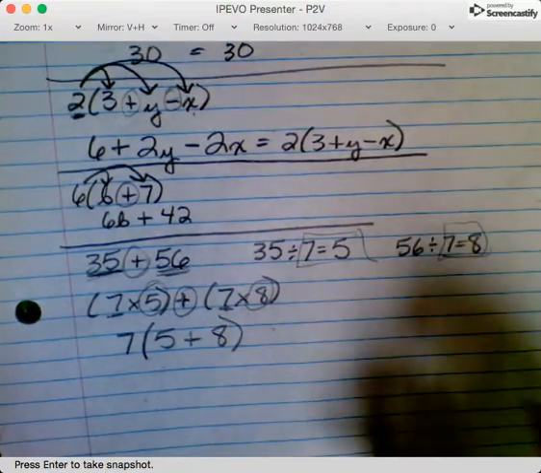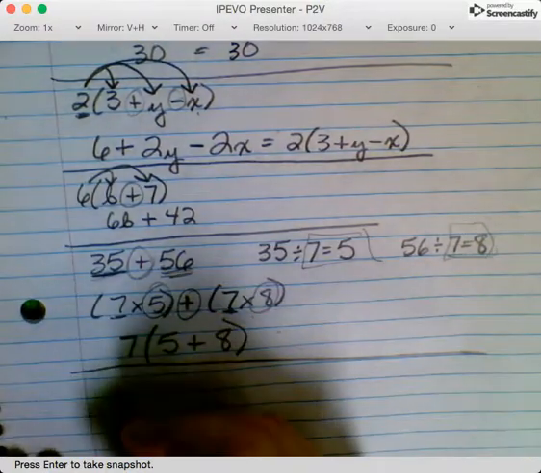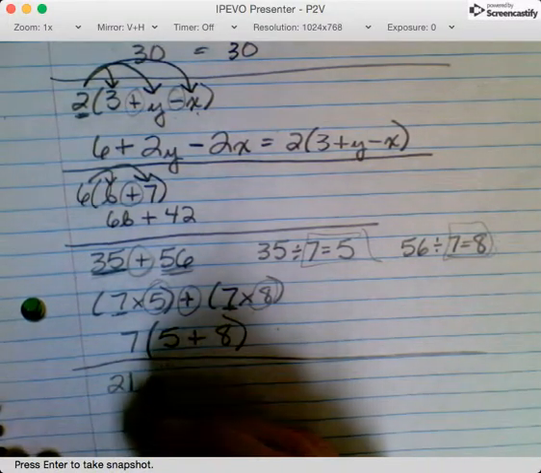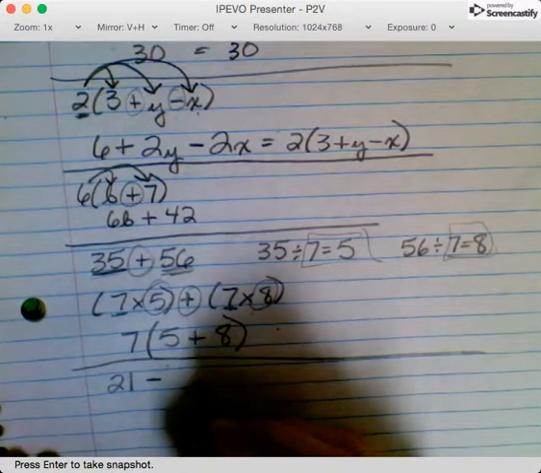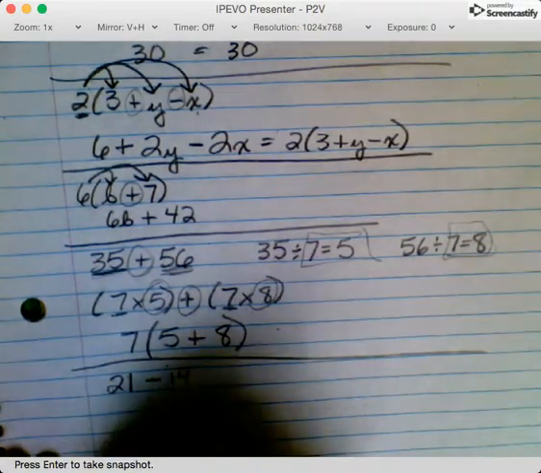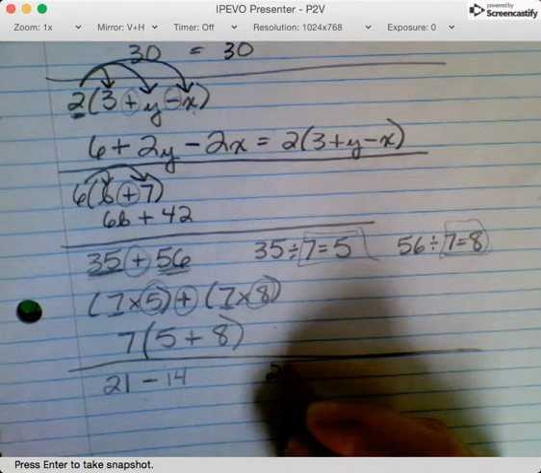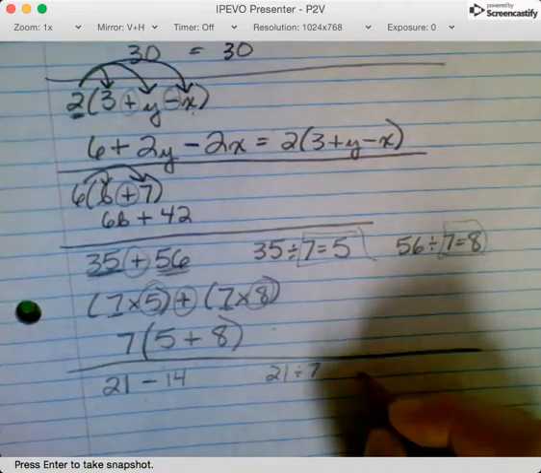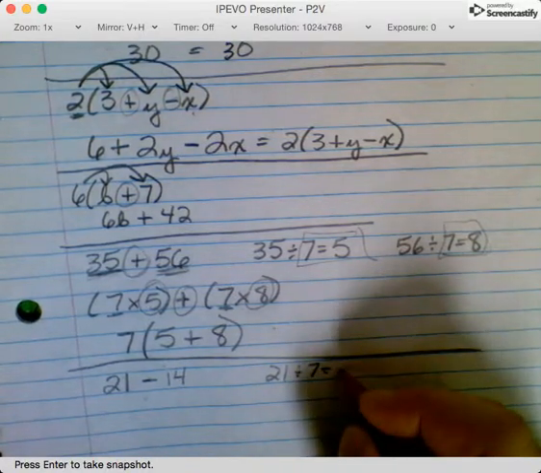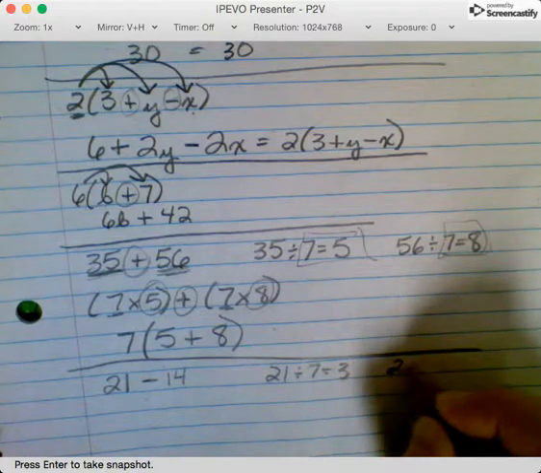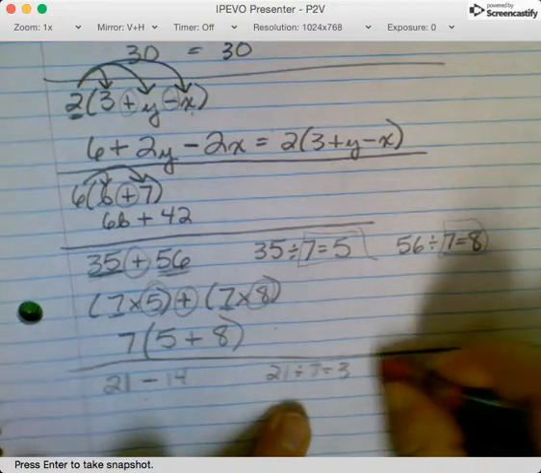Okay, let's do another one. 21 minus 14. So both of these can be divided by 7. And, oops, 14 divided by 7.